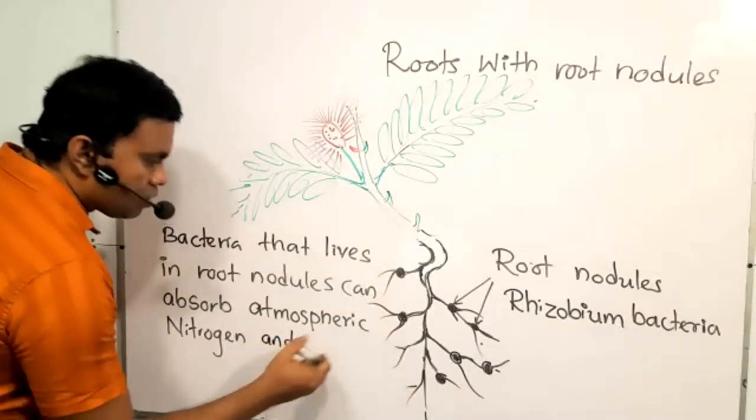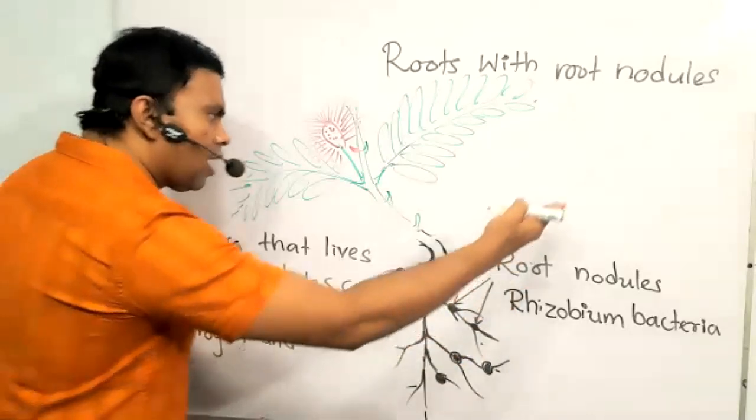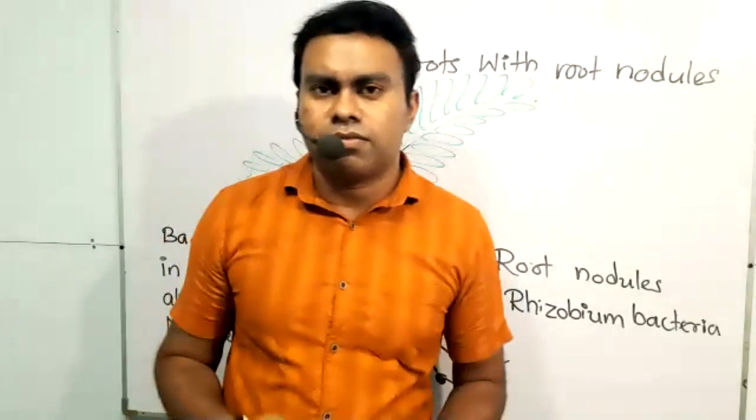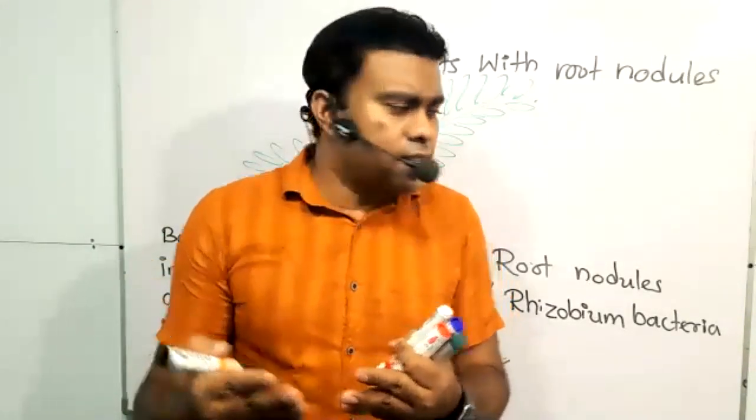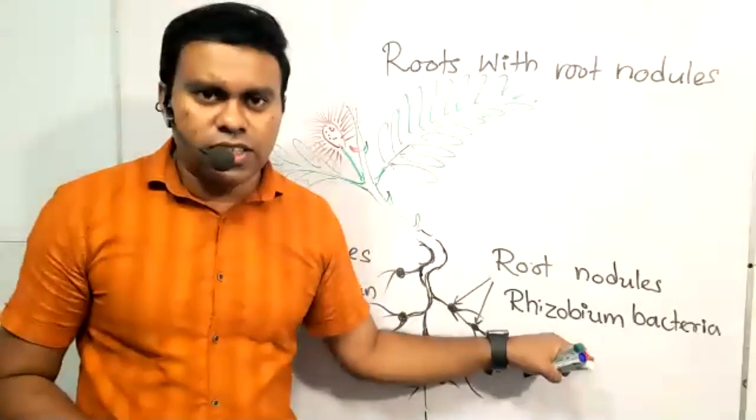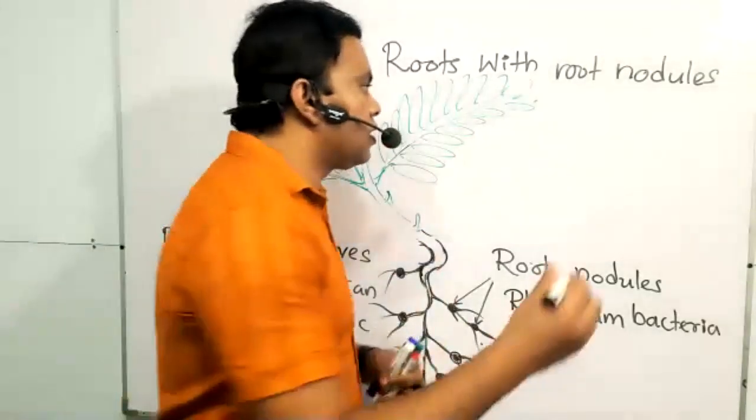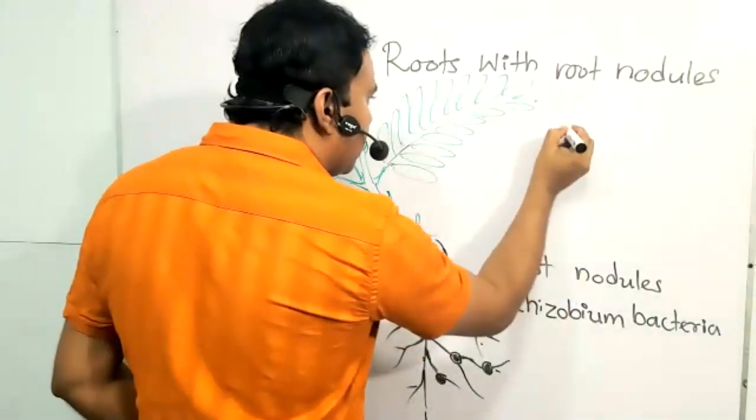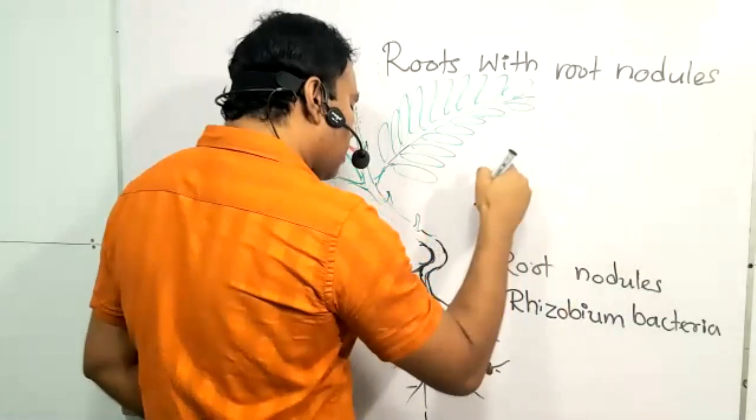So what is done by this Rhizobium bacteria? Absorb the atmospheric nitrogen. So what's the importance of this? Without this atmospheric nitrogen fixation by the bacteria, these plants cannot directly absorb atmospheric nitrogen because this atmospheric nitrogen, so I'll explain more than your level.